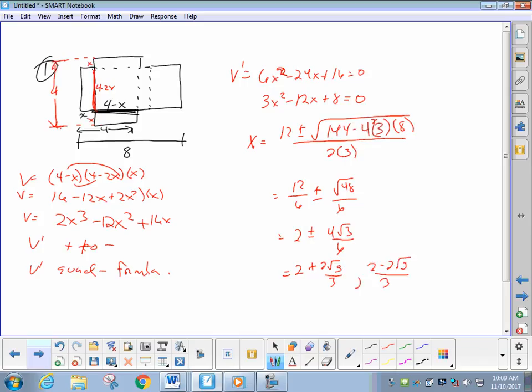I don't want to do a sign test and all that stuff. I just know that a cube looks like this, so I get the max at the lesser critical number. Which one is the lesser critical number? Okay, so answer the question based on that. Okay, and then the velocity question.